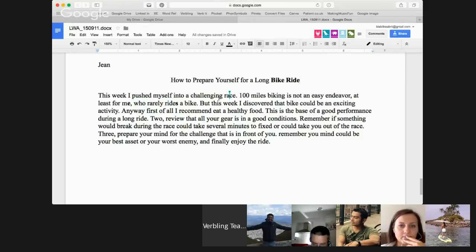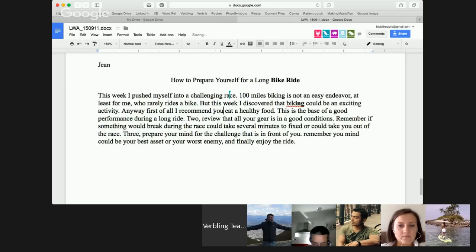But this week I discovered that biking could be an exciting activity. Anyway, first of all, I recommend you eat healthy food. You don't need because I'm sure it's more than one piece of healthy food. Yeah, you're right. This is the base of a good performance during a long ride.